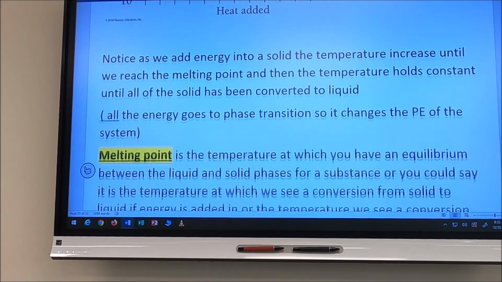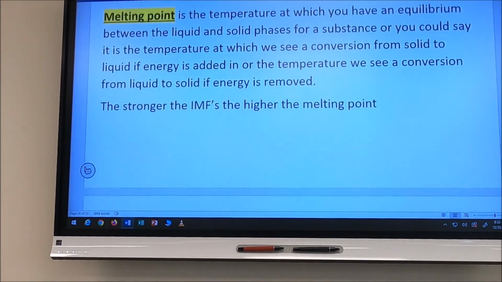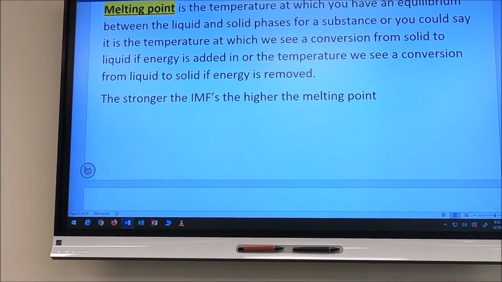Scrolling on down. Melting point is the temperature at which you have an equilibrium between the liquid and the solid phases for a substance. Or you could say it's the temperature at which we see a conversion from solid to liquid if energy is added, or the temperature at which we see a conversion between liquid to solid if energy is removed.